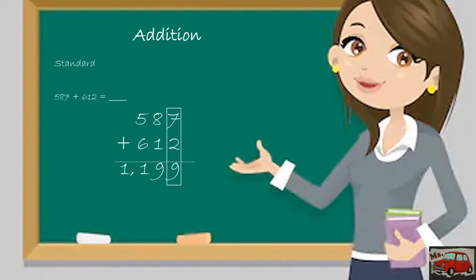Okay, let's try to do addition. So we have here a standard way of solving or adding numbers. So I have 587 plus 612. Ang ginagawa natin, ipagtatapat natin yung mga numbers based dun sa place value nila. So for example, yung ones natin is 7 tsaka 2.